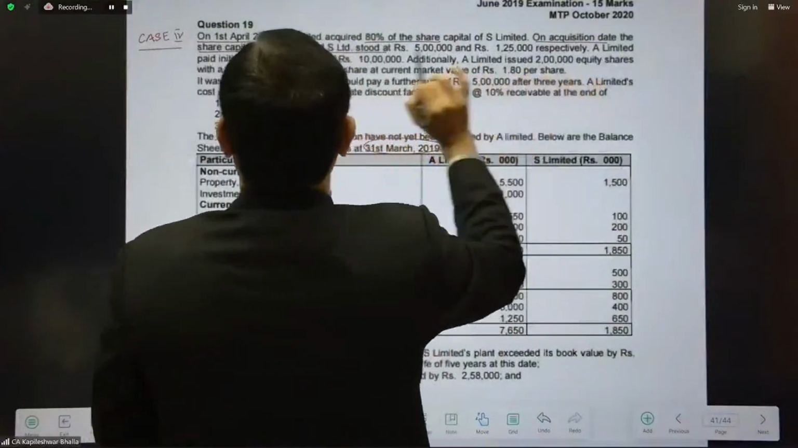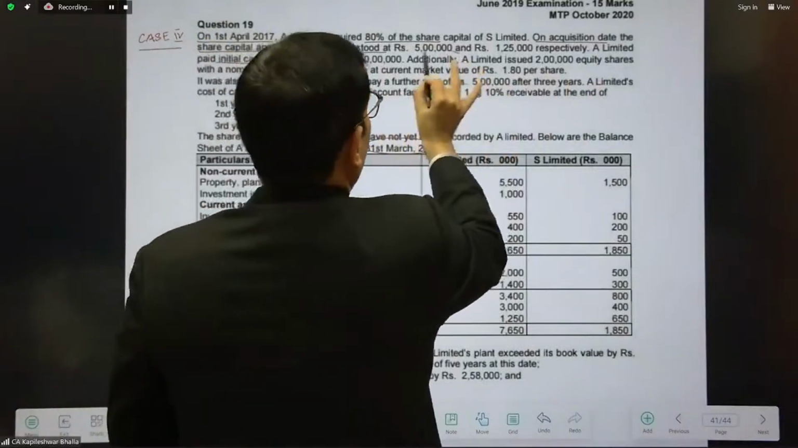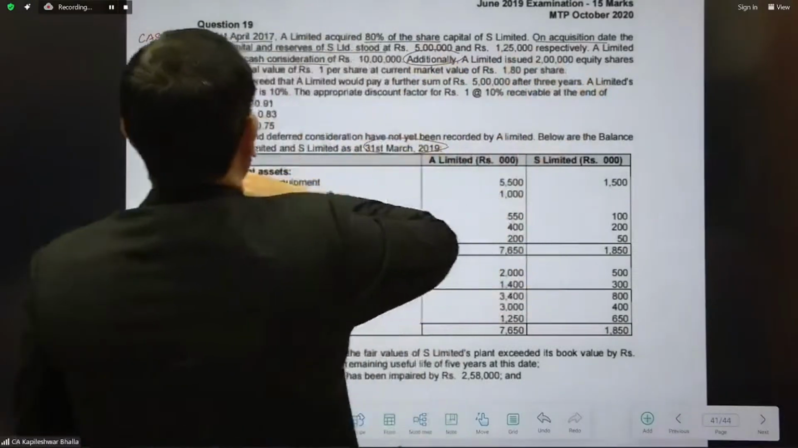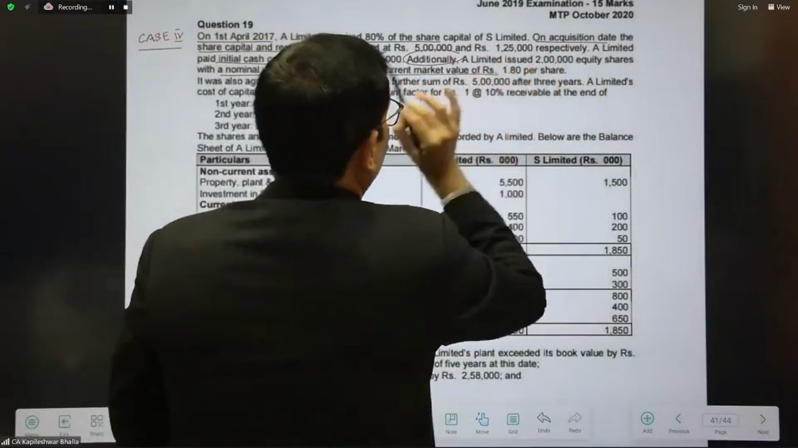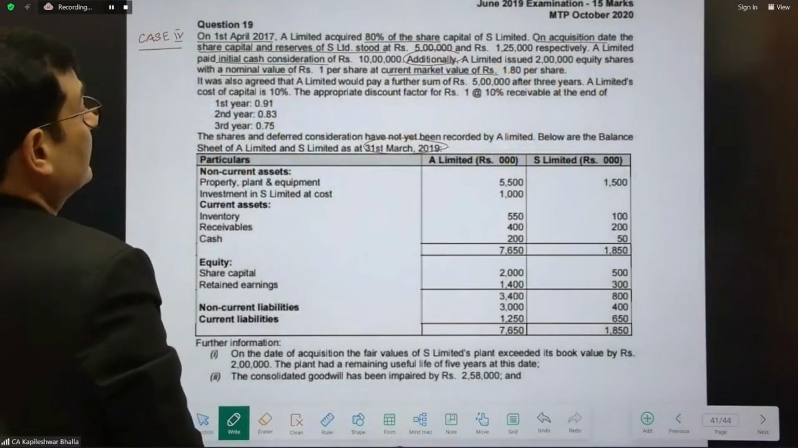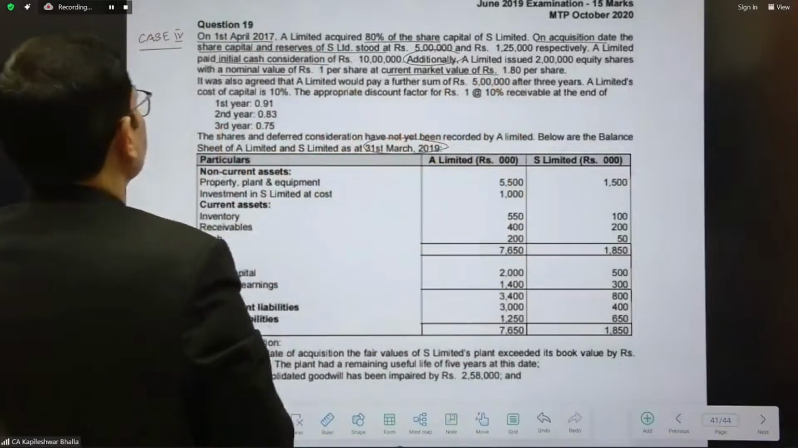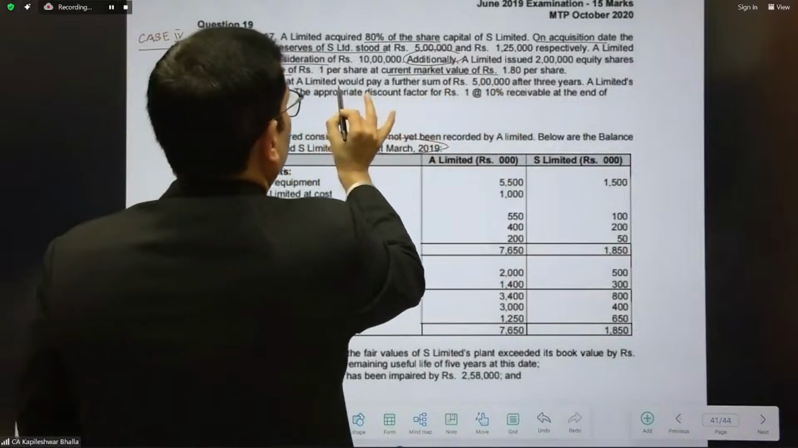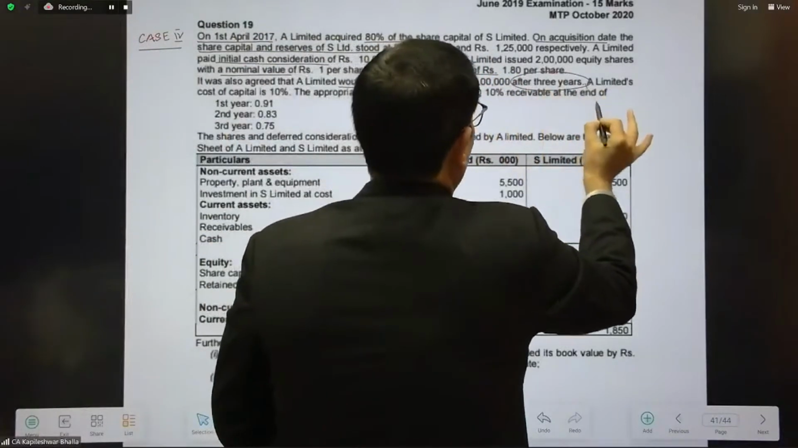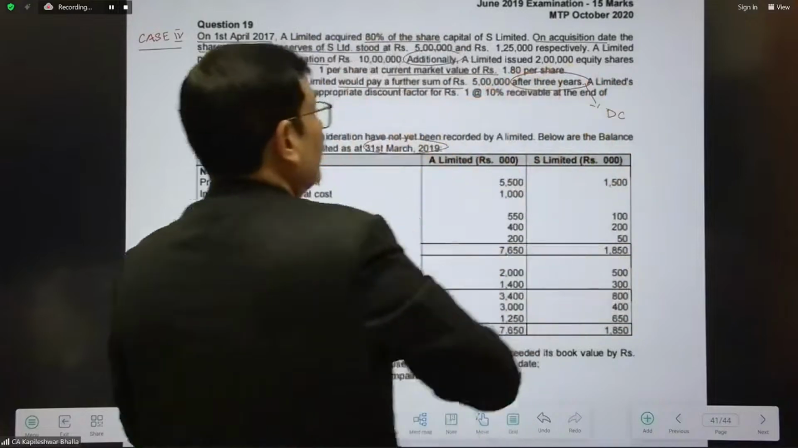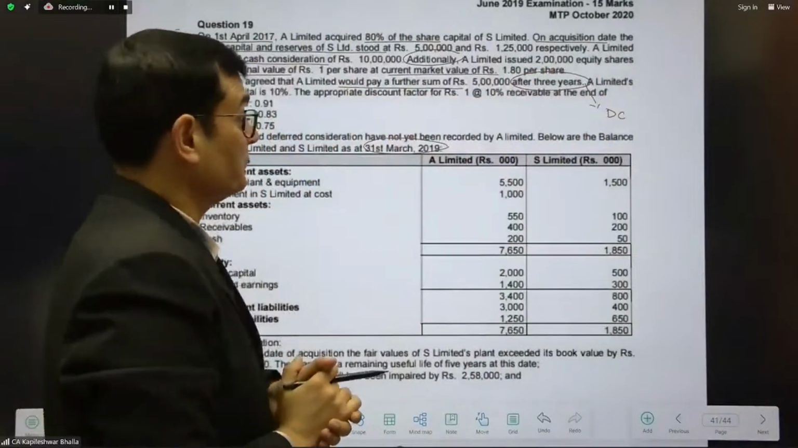Then he says A paid an initial cash consideration and additionally A issued 2 lakh equity shares with a face value, a nominal value of 1 and a current value, market value of 1.8. So the consideration was initially paid in cash as well as shares. It was also agreed that A would pay a further sum of 5 lakh after 3 years. When it says after 3 years, automatically what comes to the mind is it is DC. It is a deferred consideration.